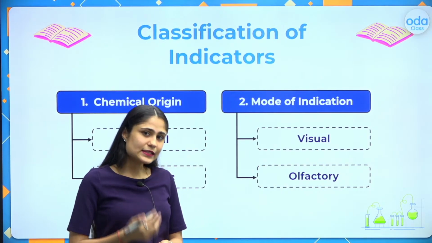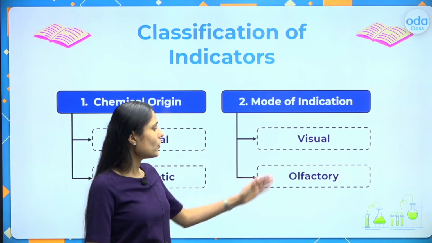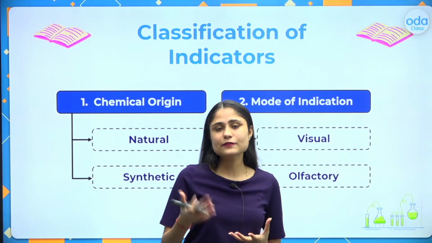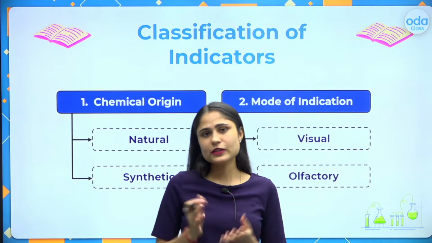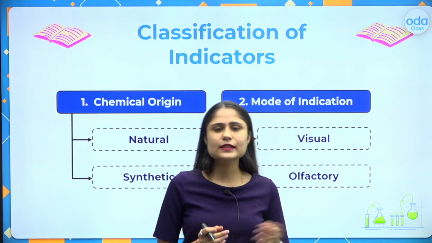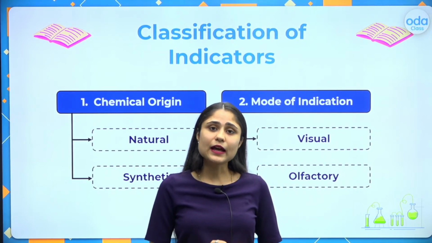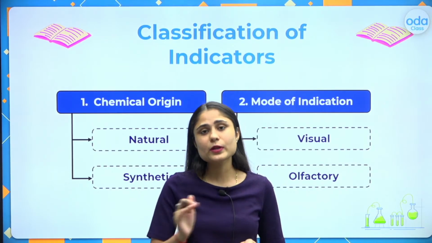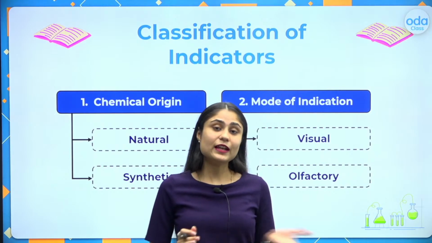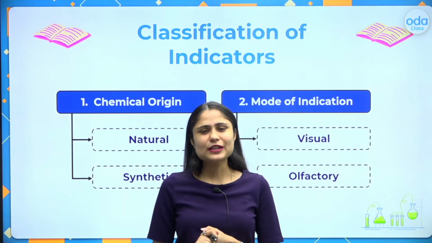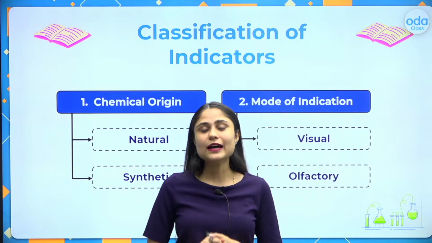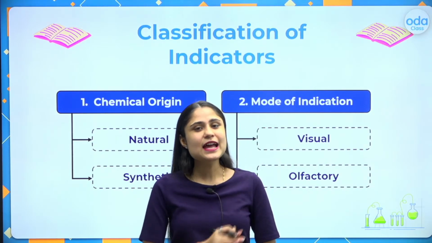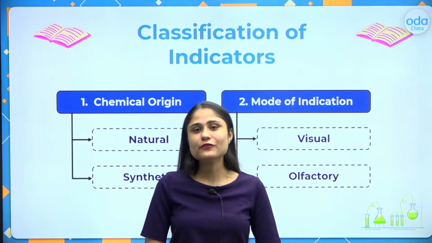And the second type can be olfactory. That means we can smell different types of smells. Say, for example, when we add it to an acid, it gives out a different smell. When we add it to a base, it gives a different smell, or the smell is suppressed, something like that. Vanilla is a very good example. I know many of you must be shocked to know that vanilla is actually an indicator, but yes, it is, and we will be learning more about different types of indicators.